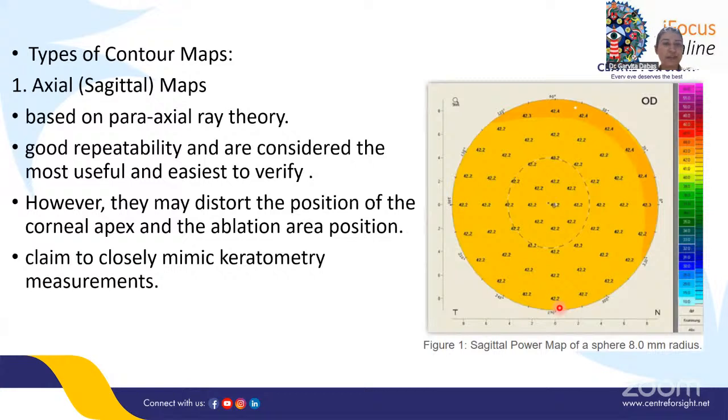These are the four main maps that help us in planning a contact lens. First is the axial or the sagittal map. This map is based on the para-axial ray theory, and it has very good repeatability, and it is considered the most useful and the easiest map to verify for your contact lenses. One drawback is that it may distort the position of the corneal apex and the ablation area position. However, it also mimics the keratometry measurements most closely.